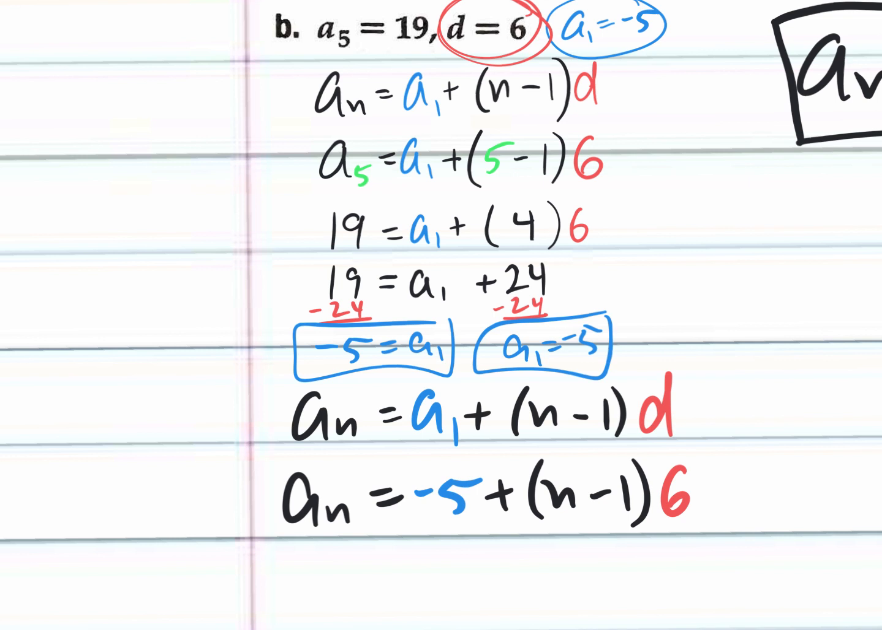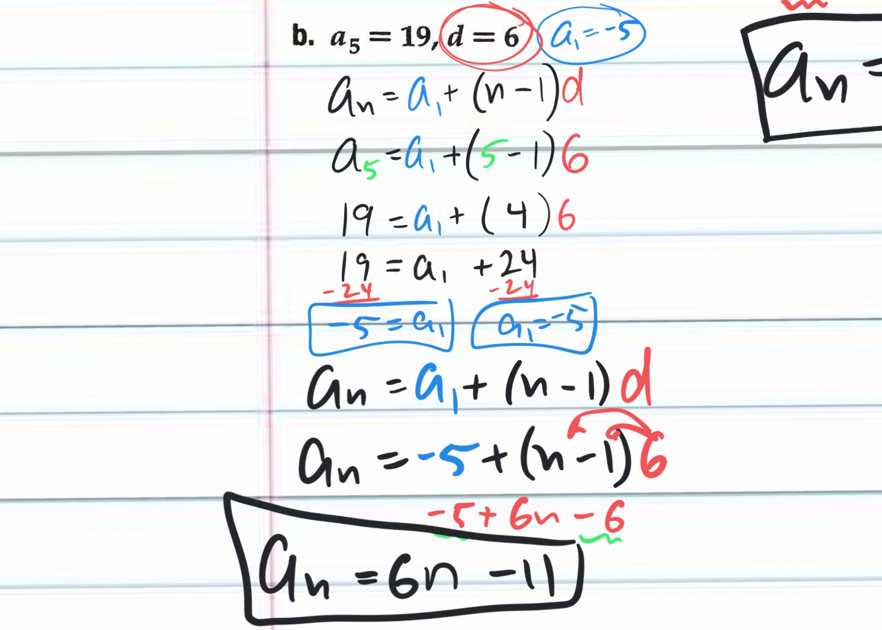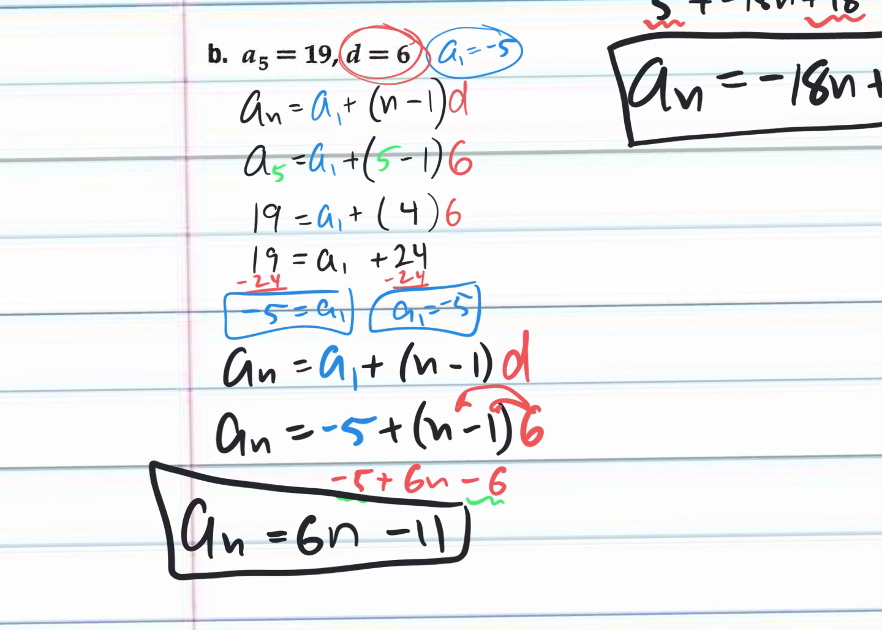And let's simplify this to make this a nice function machine, a nice rule, by distributing: 6 times n, 6n, 6 times negative 1, negative 6, bring down the plus negative 5. Out of those 3 terms, you could combine the negative 5 and the negative 6 to give you negative 11 with a positive 6n right before it. So a sub n equals 6n minus 11. Does everybody agree with that work? Understand that work? Great.